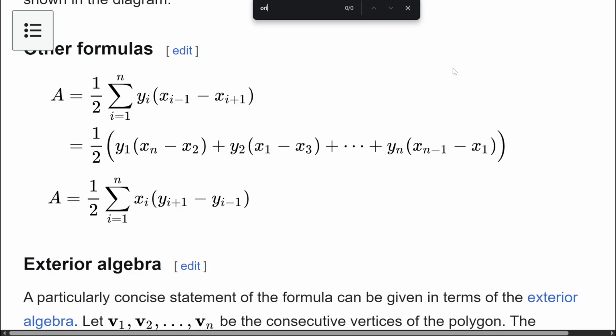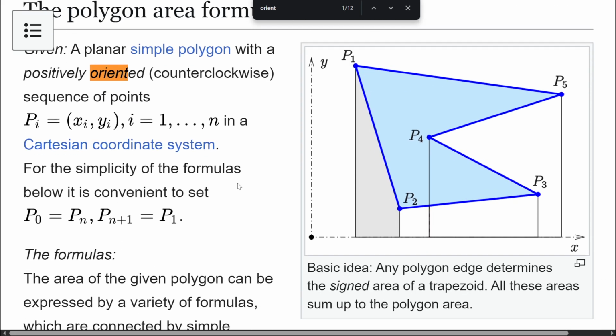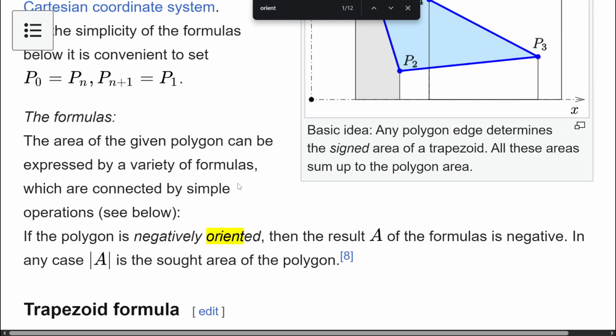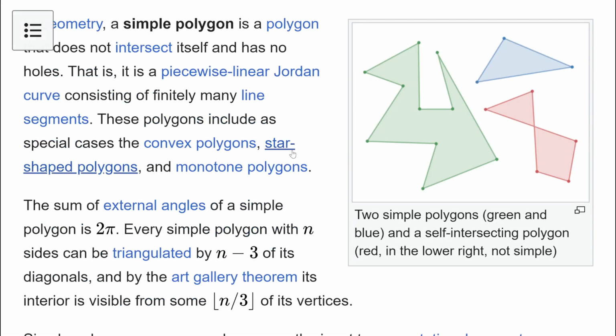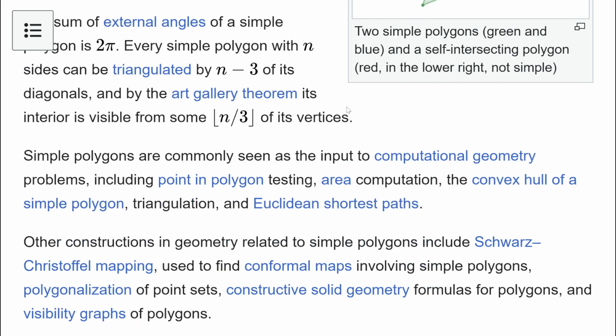This article talks about orientation. Positively oriented counterclockwise sequence of points. Yeah, but how can you tell? This doesn't mention orientation.